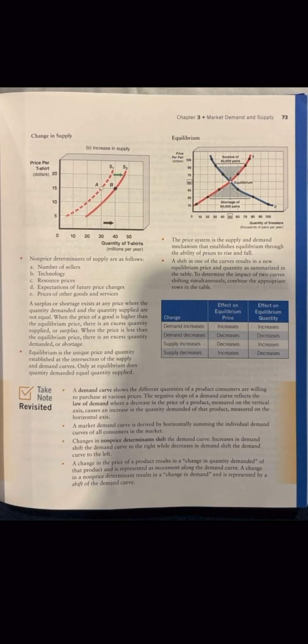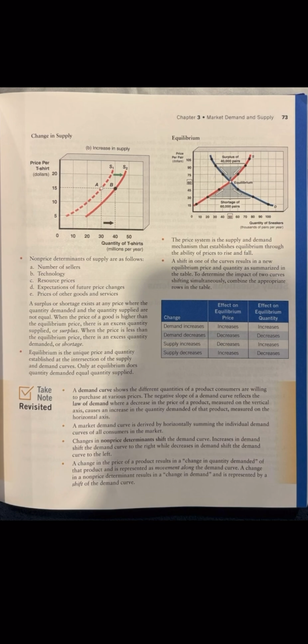Take note: a demand curve shows different quantities of a product consumers are willing to purchase at various prices. The negative slope of a demand curve reflects the law of demand, where a decrease in the price of a product, measured on the vertical axis, causes an increase in the quantity demanded of that product, measured on the horizontal axis. A market demand curve is derived by horizontally summing the individual demand curves of all consumers in the market.